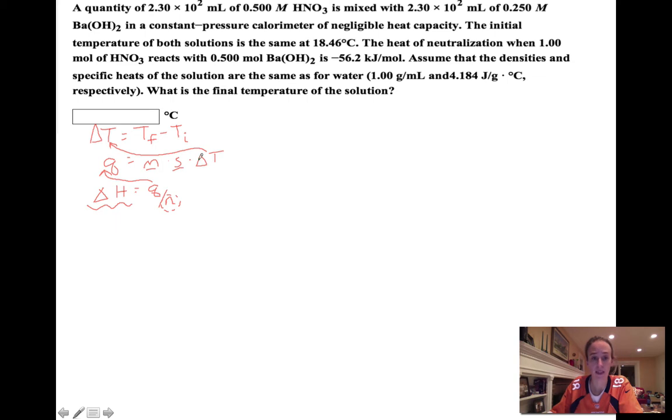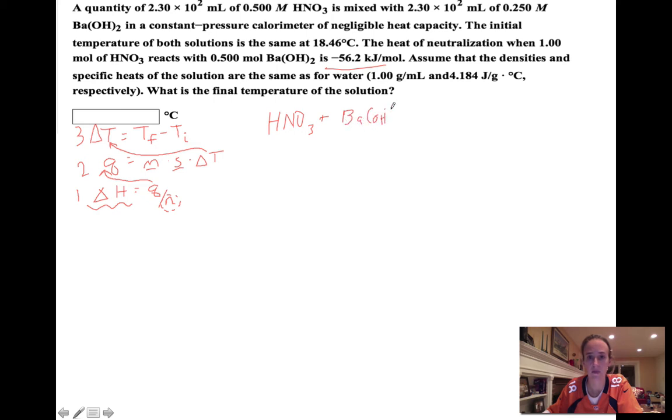So let's think about doing this problem in this order. We're going to start with this equation, then that equation, and that'll bring us up here. All right, so first of all, the enthalpy of neutralization. We are given a value here, but one thing we're going to need to do is think about this whole reaction. So let's write a balanced chemical equation for it. We've got nitric acid, HNO3. We've got barium hydroxide.